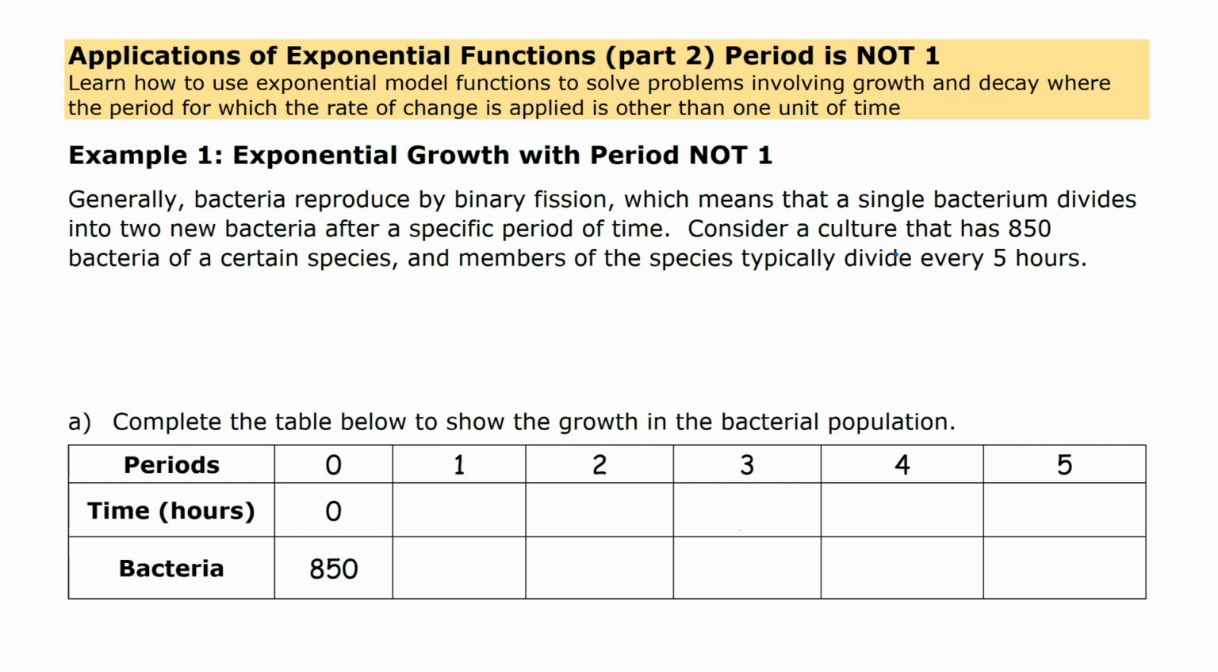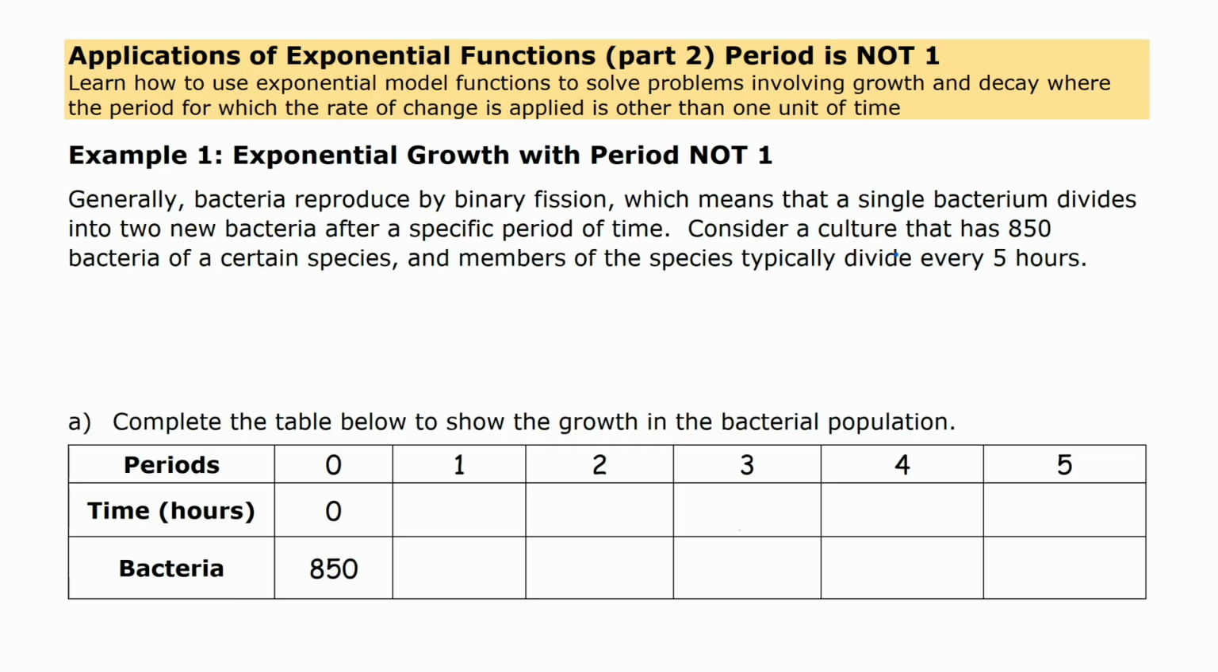All right, the first example we're going to look at where the period is something other than 1 is the situation of exponential growth of bacteria. Now, generally bacteria reproduce by binary fission where a bacteria, a single one, divides into 2 in a given amount of time. And we're going to think about a culture here that has 850 bacteria at the start, and they typically divide every 5 hours.